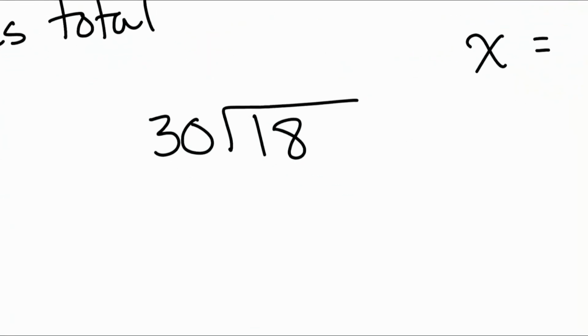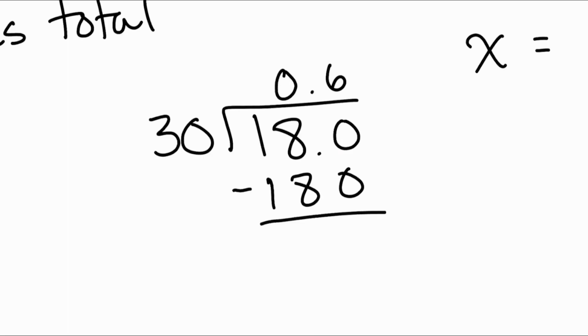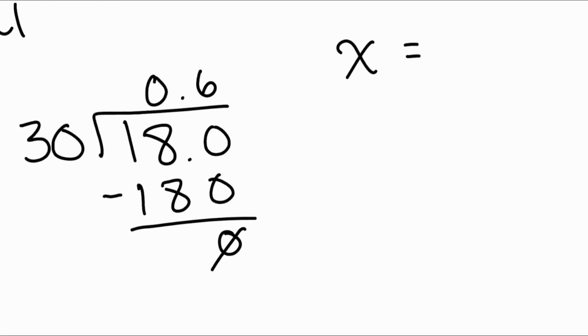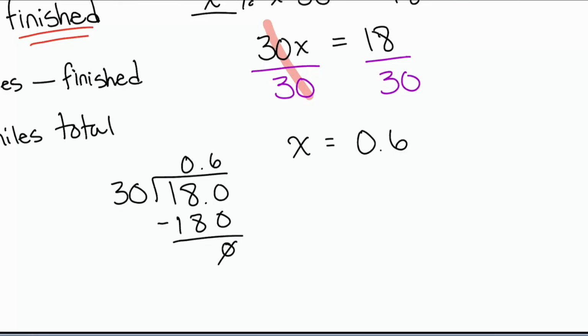That'll be 30 dividing into 18. Zooming in, we see that 30 can't go into 1. 30 can't go into 18. So this is where I'm going to use a decimal. And then those zeros that are always there, but we don't write them down, we're going to put that there. So now we ask ourselves, well, 30 can't go into 1 or 18. How many times does 30 go into 180? And that's going to be 6. Exactly. So we have that right there, and we're done. Subtract 180, no remainder, we're good. And so we have X equals 0.6.